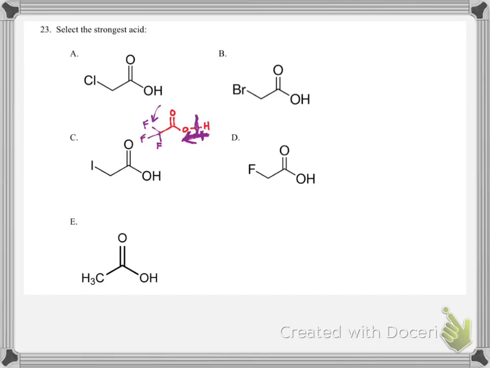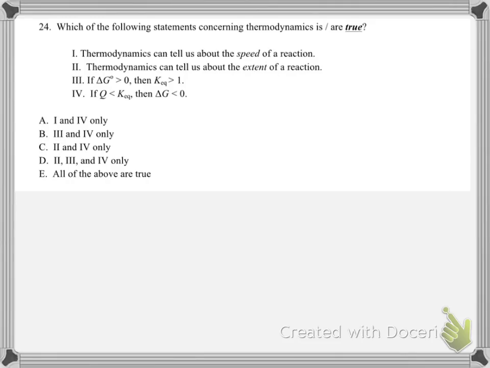So of these carboxylic acids, you're looking for the one that has the most electronegative atoms added to it, which is choice D. It has a fluorine, which is more electronegative than bromine, or chlorine, or iodine, or a methyl group. So we can make this even stronger if we added in even more fluorines here, but still noticeably stronger than acetic acid. Up next, a true or false question about thermodynamics.